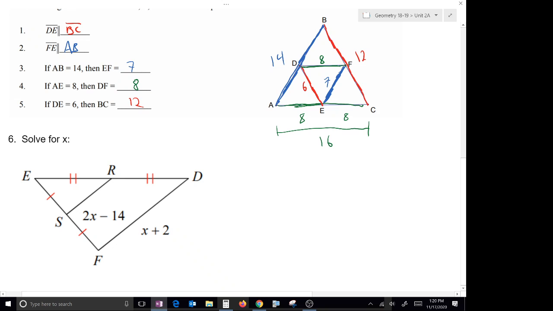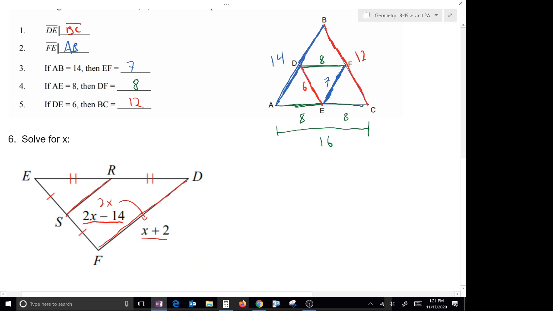So they asked us to solve for x. Now the key to this one is remembering that the mid-segment is half the length of our corresponding side. Or in other words, we could say the reverse of that is it takes 2 of these to equal 1 of these. So when we set up our equation, we're not going to just set them equal to each other. That'll get us the wrong answer because they're not equal to each other. This is twice as big.